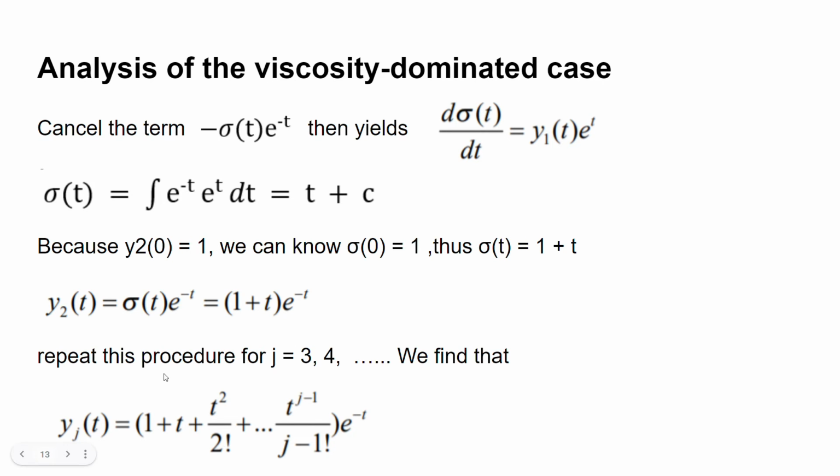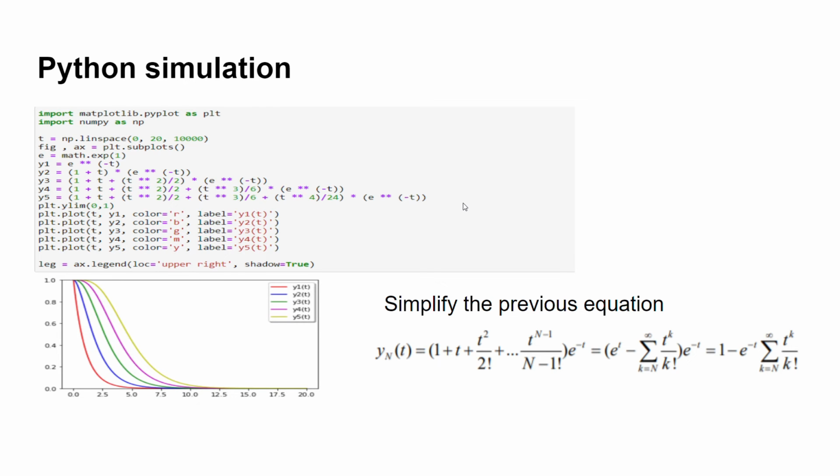We repeat the previous procedure for j = 3, 4, 5, 6, 7, 8, so we can know all the yⱼ(t), all the vessel differential equations, and the relationship between water and the container. So we just get the yₙ(t) equation. And now I'm going to show the Python simulation result.